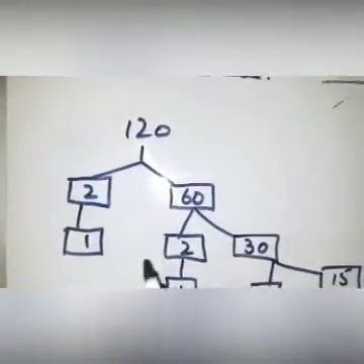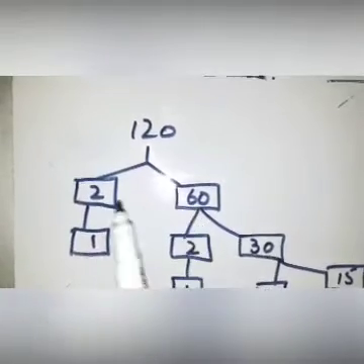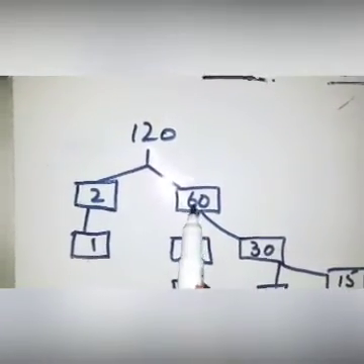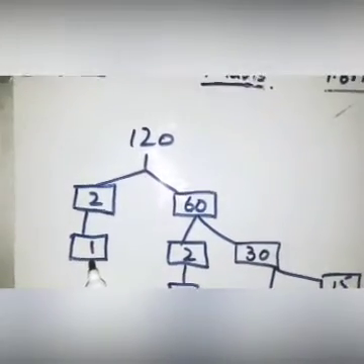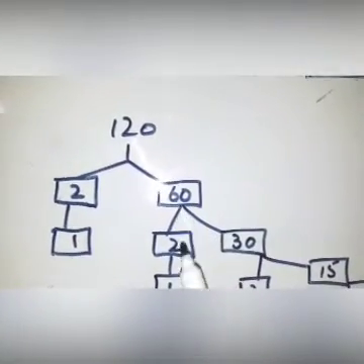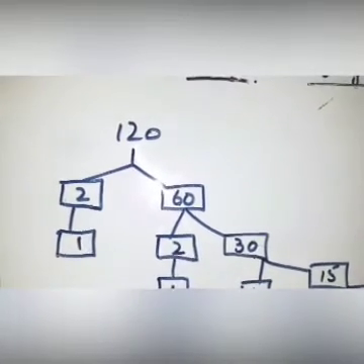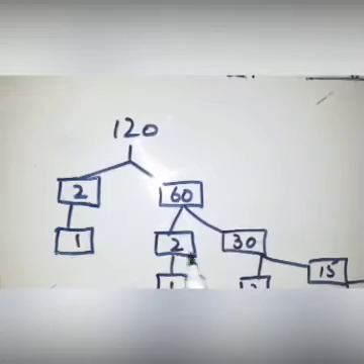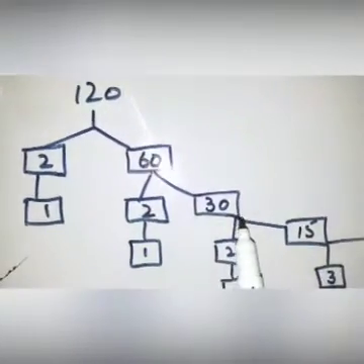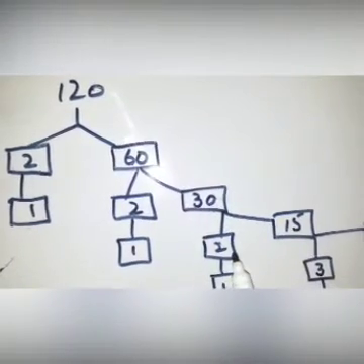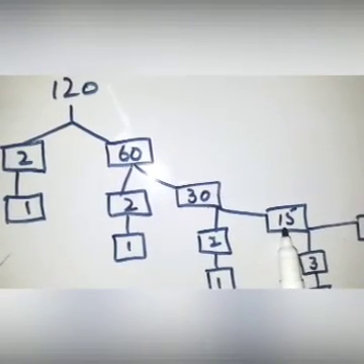So you will write the 120, and 2 60s are 120. So in the first two blocks you will write 2 and 60. 2 1s are 2, and here the 60 goes like 2 30s are 60. You will write the 2 and 30. 2 1s are 2, and here the 30 will be divided into 2 and 15. 2 15s are 30, so you will write the 2 and 15 in the other two boxes.